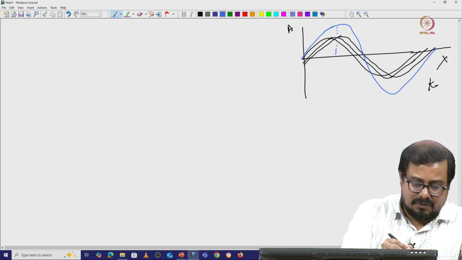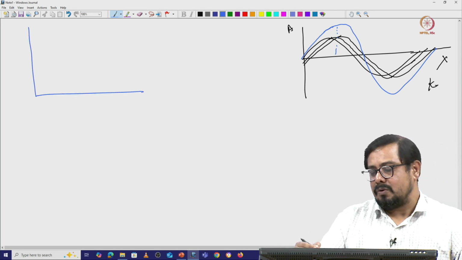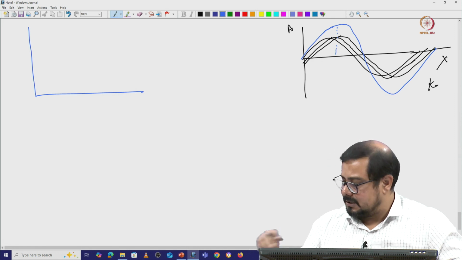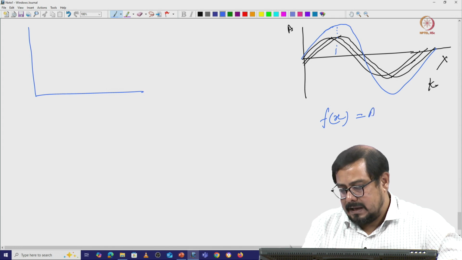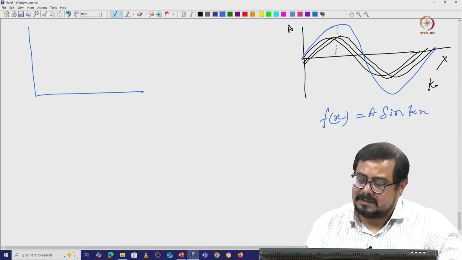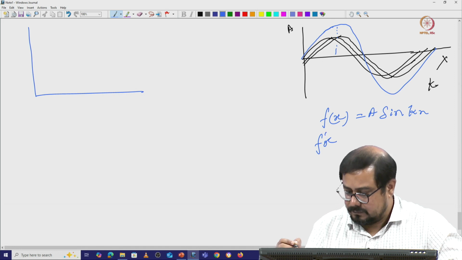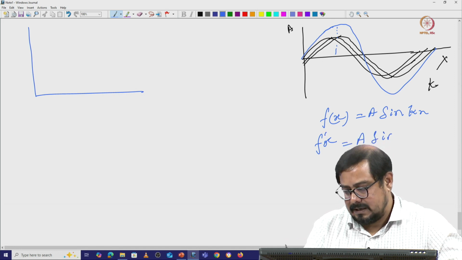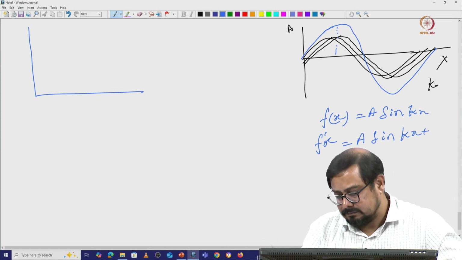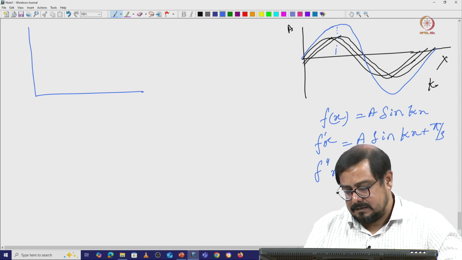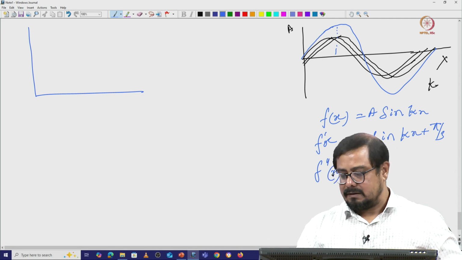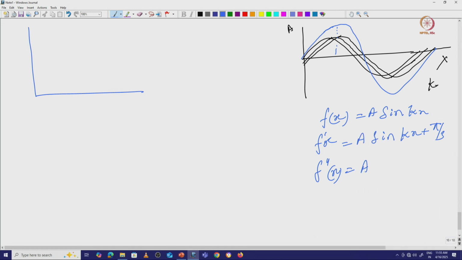Here is one diagram. We already discussed this a couple of times: one wave is sin kx, and the second wave is sin(kx + pi/3). So these are different waves, and if they are in phase, not completely out of phase, they will merge together and give this kind of higher amplitude.